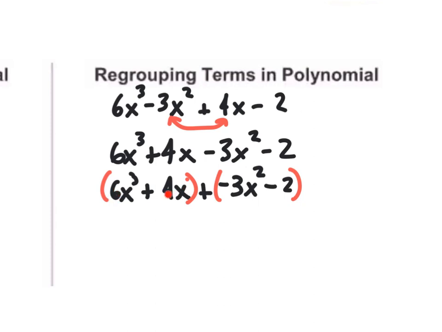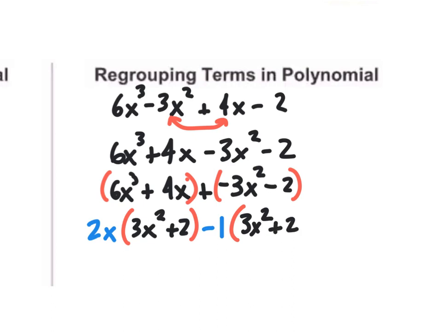Well, I can factor out a 2 out of 6 and then a 2 out of 4, in case 4 doesn't go into 6. So if I factor out a 2 and an x, then we're left with a 3x squared, and then that's going to give me a positive 2. And now out of here, it looks like I've got a 3x squared plus 2, but these are all negative. Now what I can factor out of here is a negative 1. So if I factor out a negative 1, then we're left with a 3x squared plus 2.